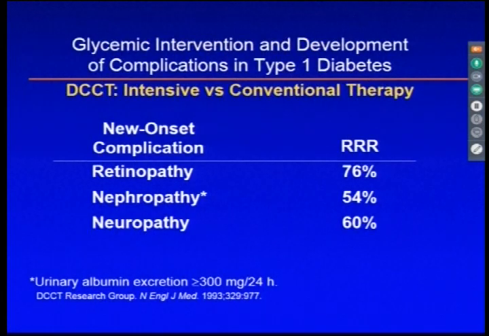And what was found in 1993, the study was actually stopped a year earlier than it was due to completion because of the marked positivity of the results. Retinopathy, if you didn't have any retinopathy before, 76% reduction in the onset of any signs of retinopathy based on fundus photography. 54% reduction in any onset of nephropathy, and 60% for neuropathy.